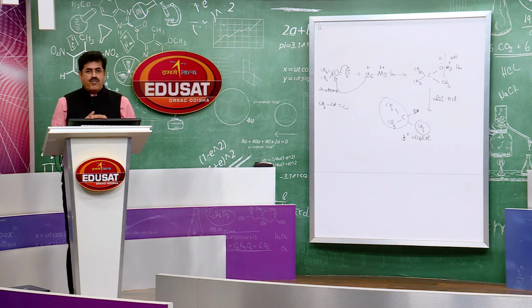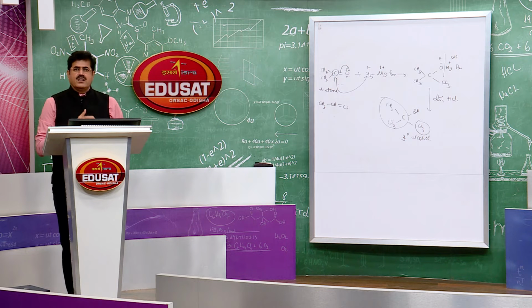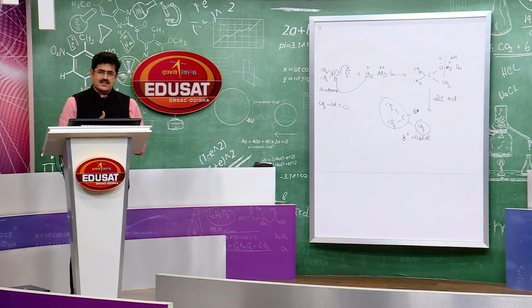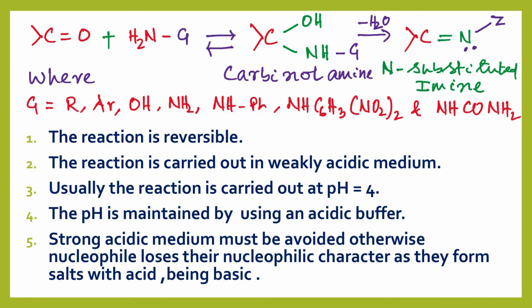So what are the characteristics of these nucleophilic addition elimination reactions? In a simple way, the carbonyl group, displayed once again on the screen, reacts with NH2G, where G can be an alkyl group, aryl group, hydroxyl group, NH2 group, NHPh, NHC6H3(NO2)2 and NHCONH2 group. So that NH2G adds across the carbon-oxygen double bond to give carbinolamine, which spontaneously eliminates one molecule of water, resulting in a carbon-nitrogen double bond, that is N-substituted imine.